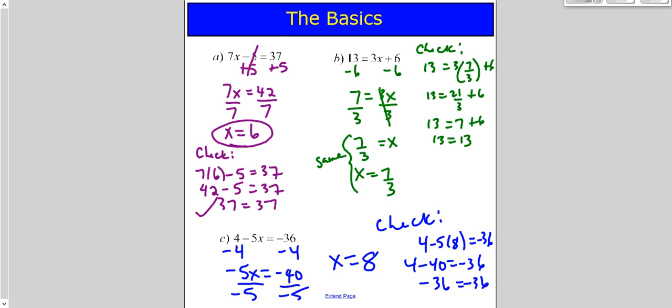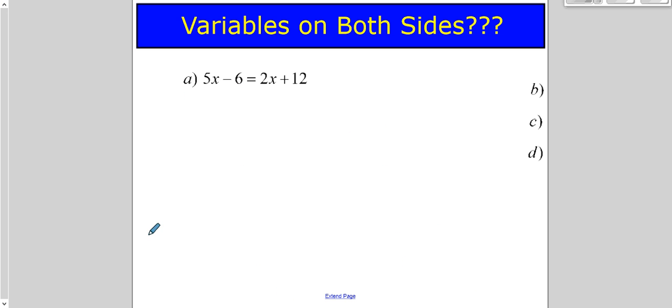But let's try something a little bit more complicated. What if there are variables on both sides? If there are variables on both sides, we want to start by moving all the variables onto one side and all the constants, meaning numbers that don't have a variable, on the other side.